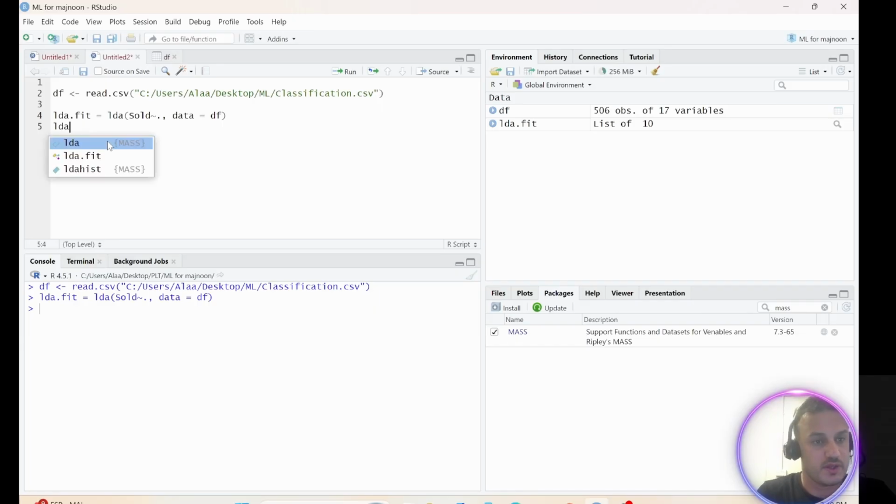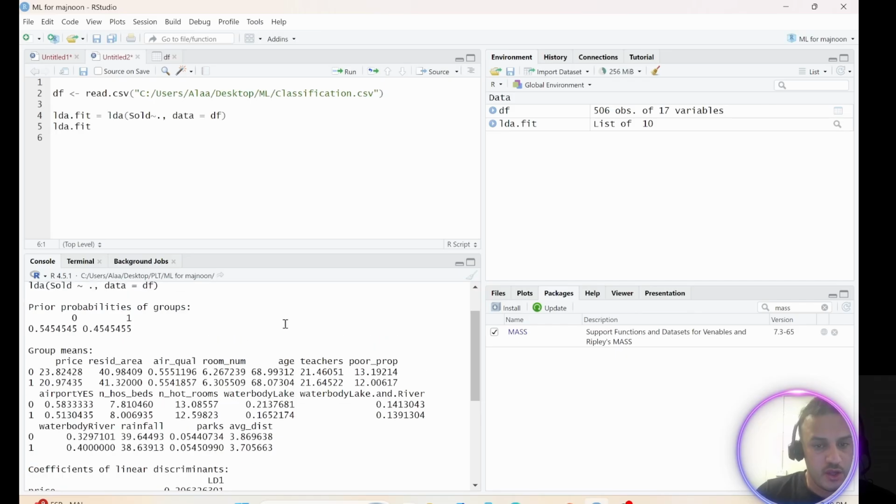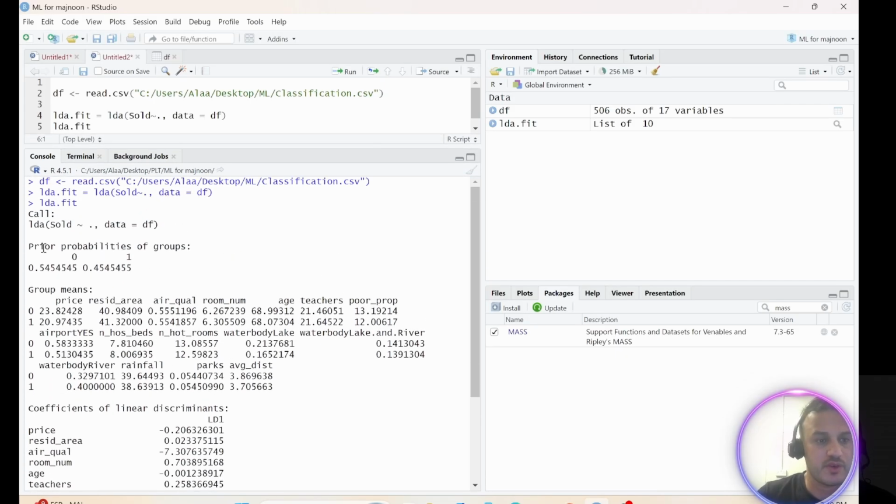So LDA fit is going to show. When you first fit your model, this is my y, and this is my tilde, and then the dot means give me all the x in my data, and my data is called df, my CSV file. When we fit our model and run it, we will get first the prior probabilities of groups.